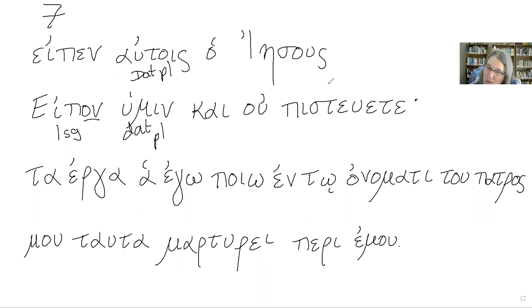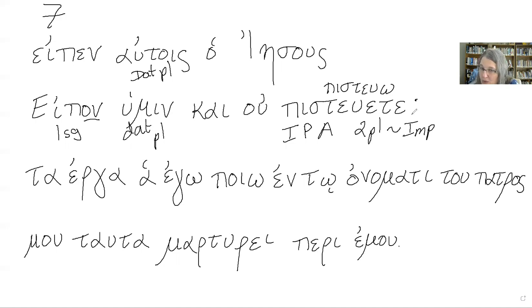And pisteuete. So pisteuo is the verb. And it's just the second person plural ending of the indicative present tense active form. So y'all believe. Now, remember that this is the same form as the imperative present second plural.